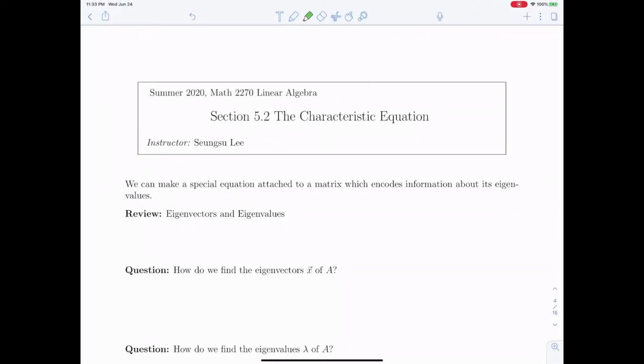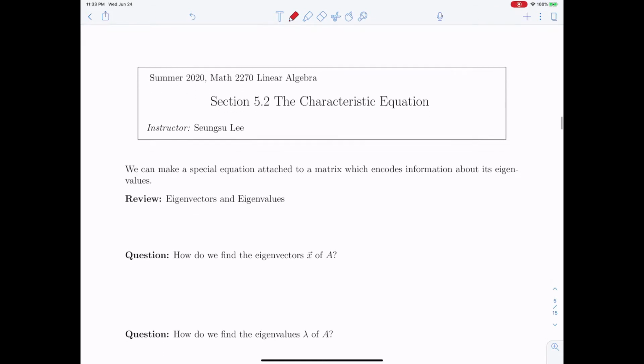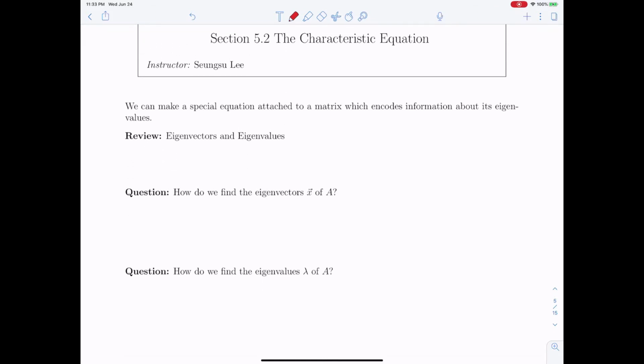So in this section, we're going to see how to find the eigenvalue for the given matrix. Let's review the definition of eigenvectors and eigenvalues. If you have A times X equals lambda times X, then we call lambda an eigenvalue of the given matrix, and X is called an eigenvector associated to the given lambda.